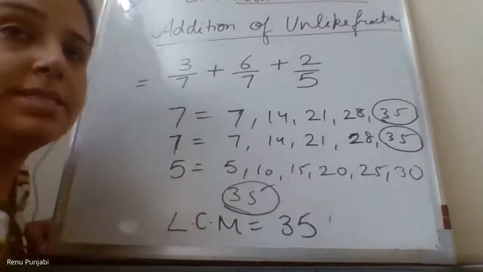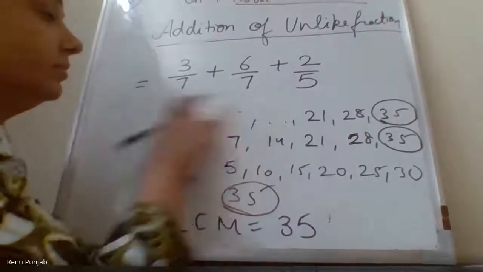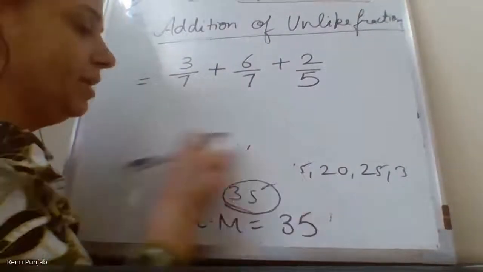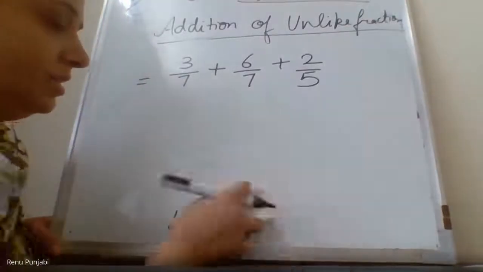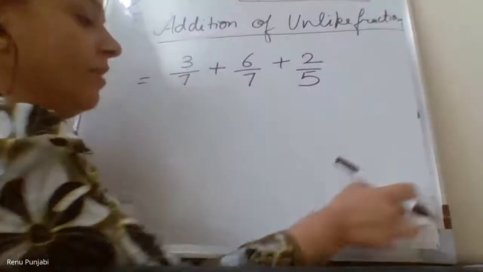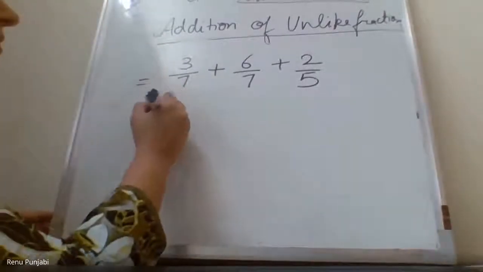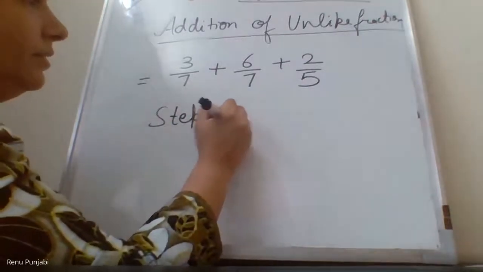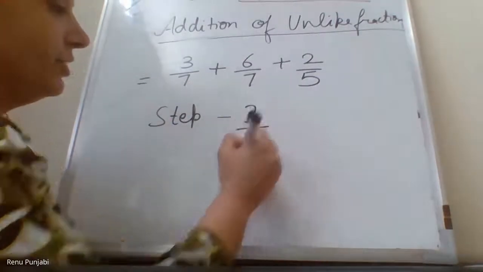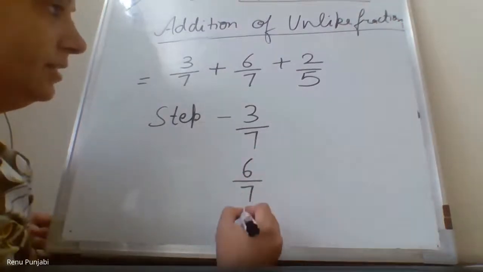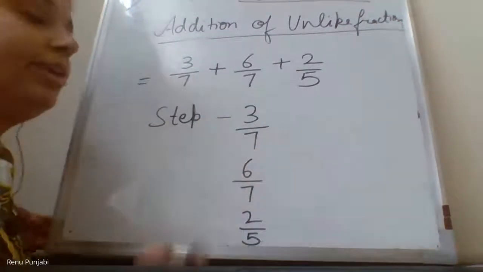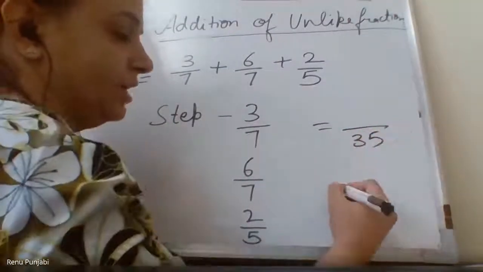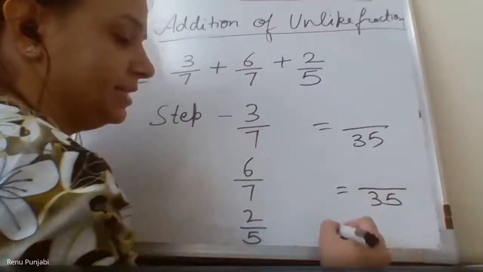Now I'm going to erase this. So after calculating the multiples, which is the lowest common multiple, LCM, now our next step is you have to write the fractions lengthwise. After writing all the fractions lengthwise, you want here 35 as a common denominator, which you have taken as the LCM.